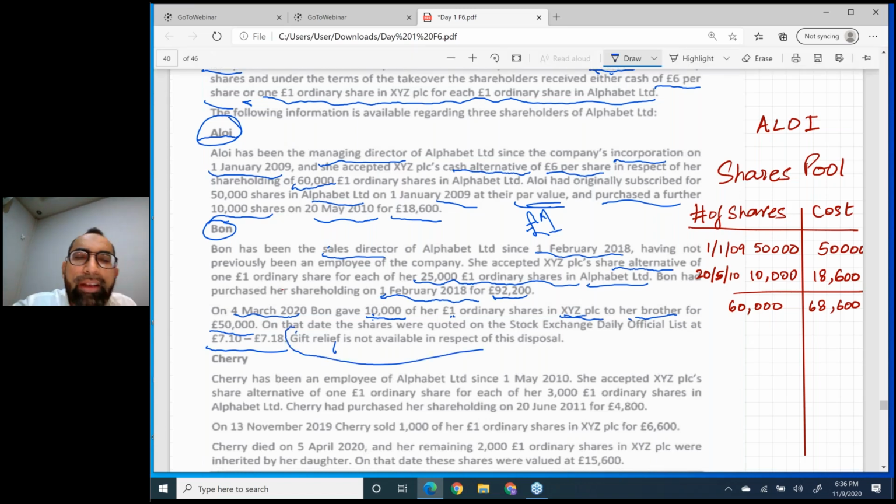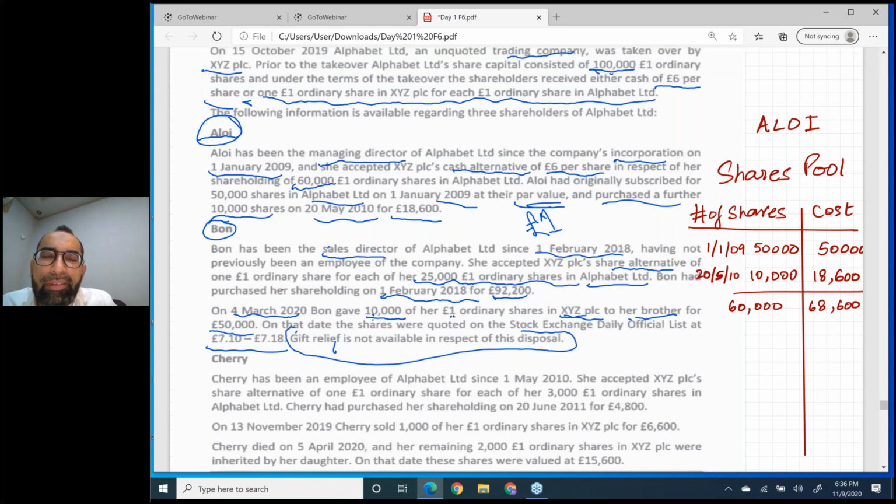Gift relief is not available in respect of this disposal. There is no gift relief available. Forget about the gift relief.